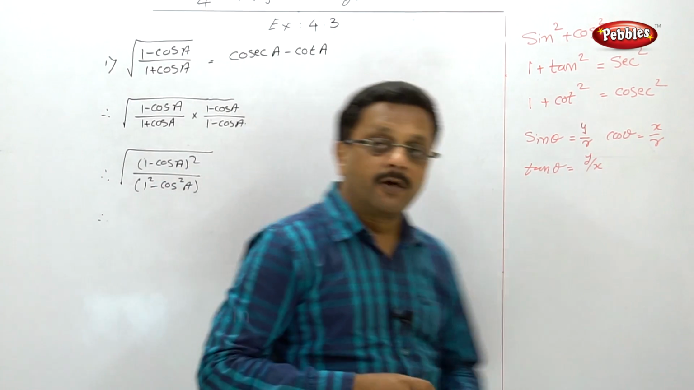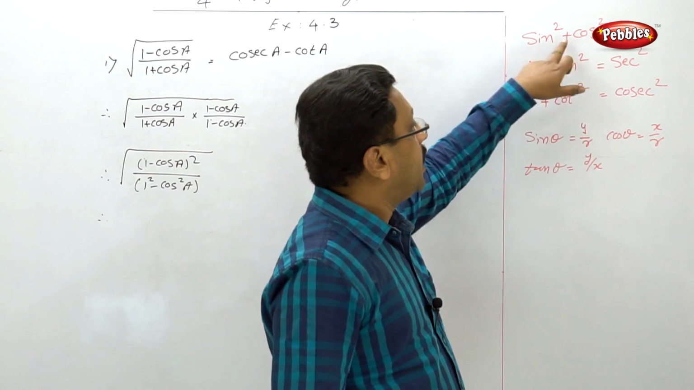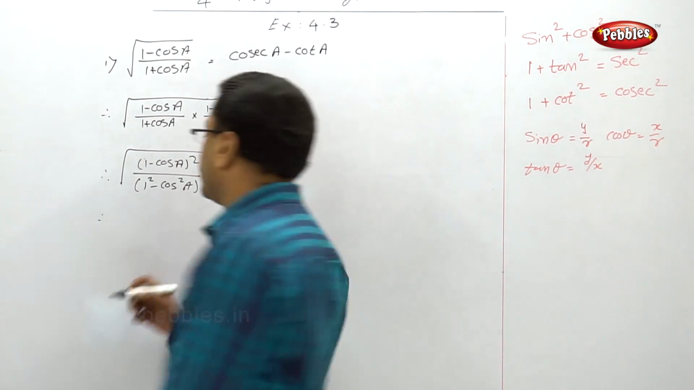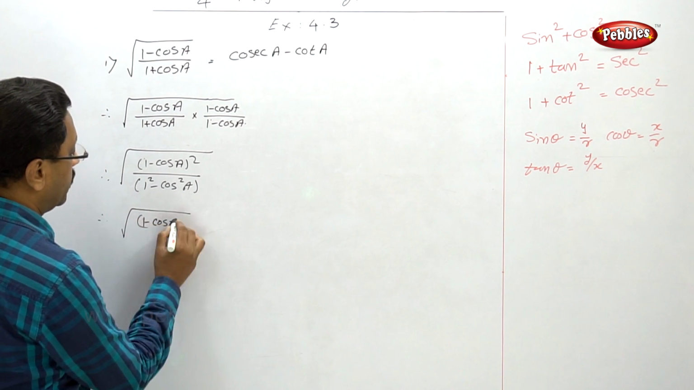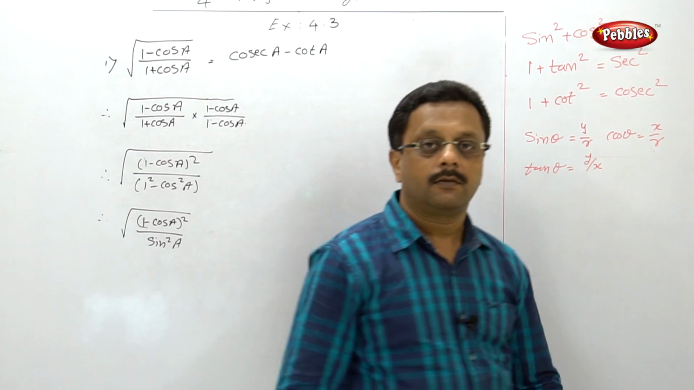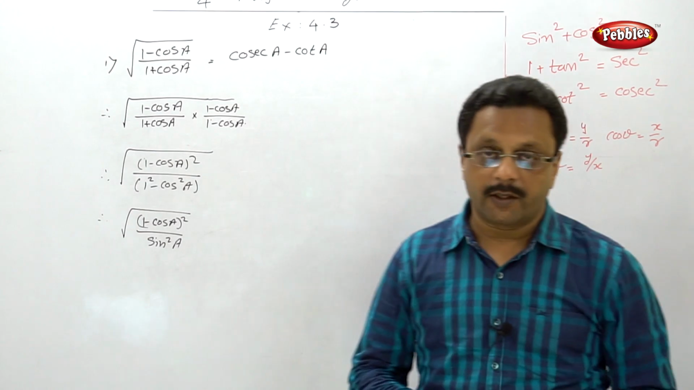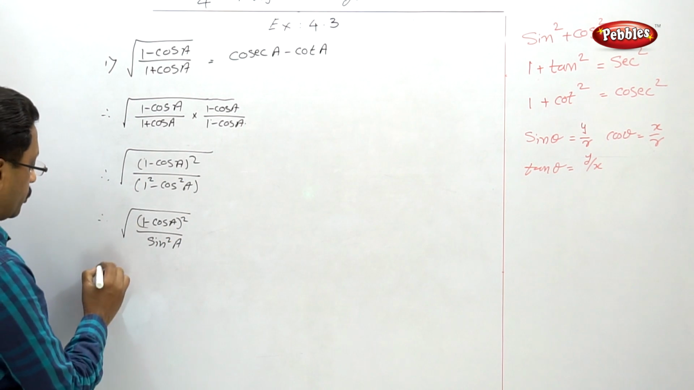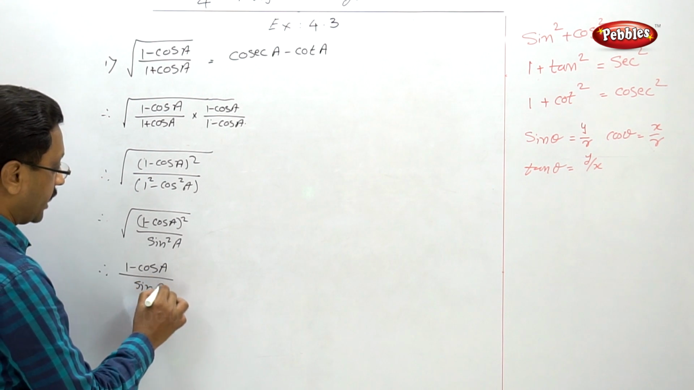So what is 1 square minus cos square A? It is 1 minus cos square A. And what is 1 minus cos square A? Identity: sine square A is equal to 1 minus cos square A. So we will get here under root (1 minus cos A) square upon sine square A. You have to write the reason, from sine square equal to 1 minus cos square A. Now both are squares under the square root, so we will have 1 minus cos A upon sine A.